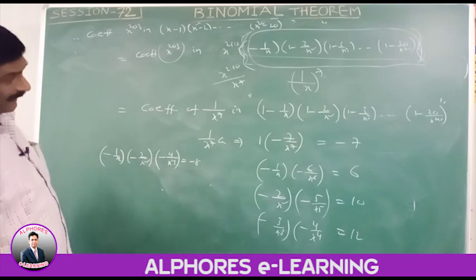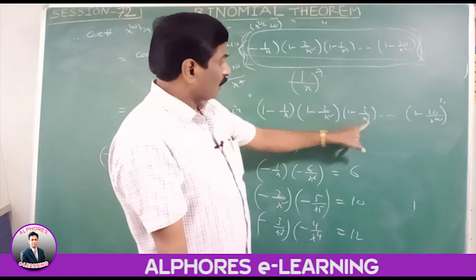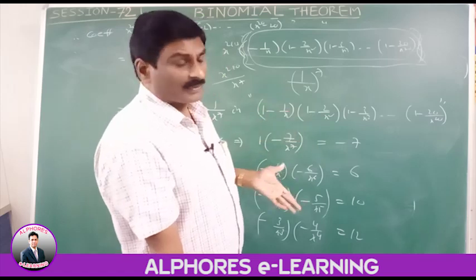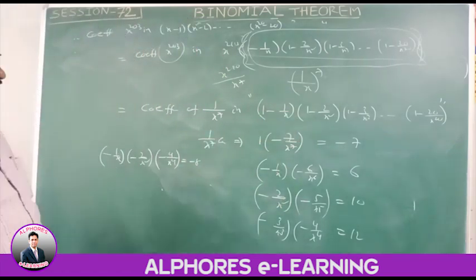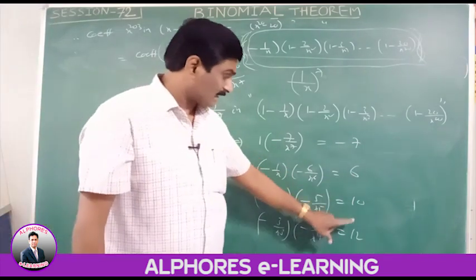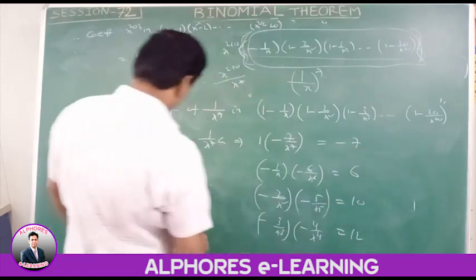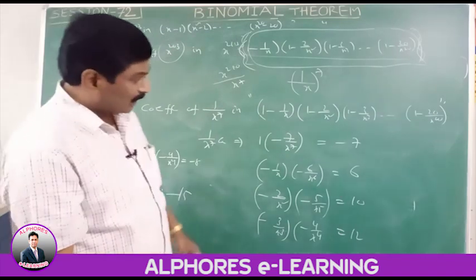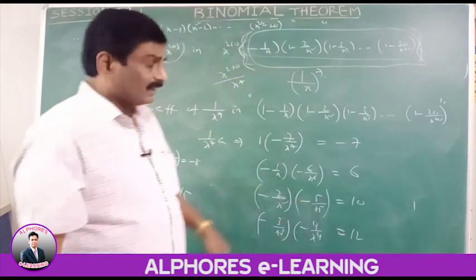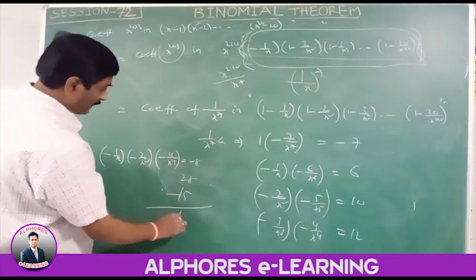Another possible case: please check. x^2 into x^3 is x^5, times again x^2, so it is an impossible case. Next, add all of these values. The negative values: -8 and -7 give -15. The positive values: 6 plus 12 is 18, 18 plus 10 is 28. 28 minus 15, what is the result? Finally, we get 13. It is the answer.